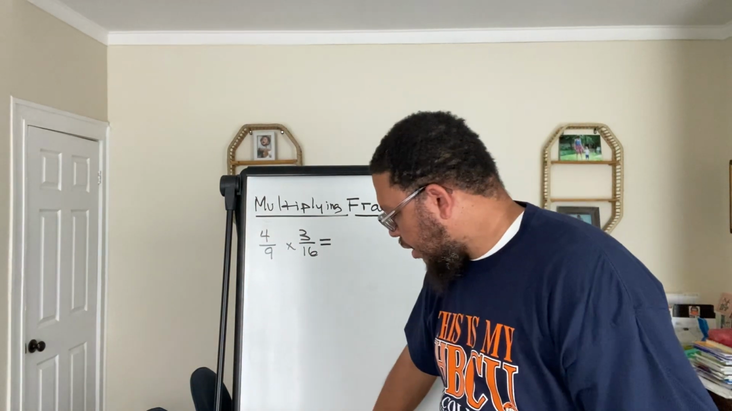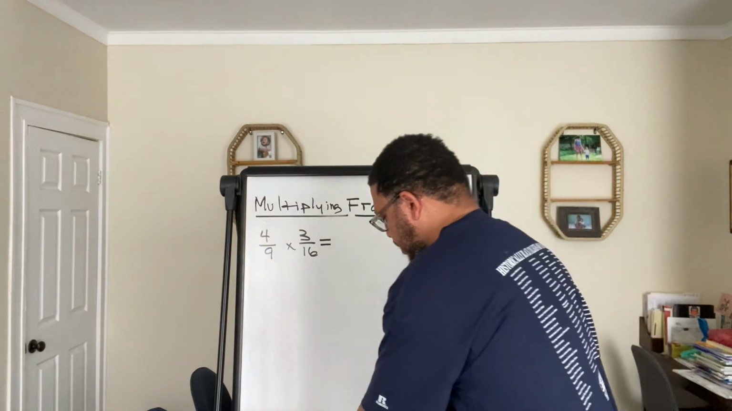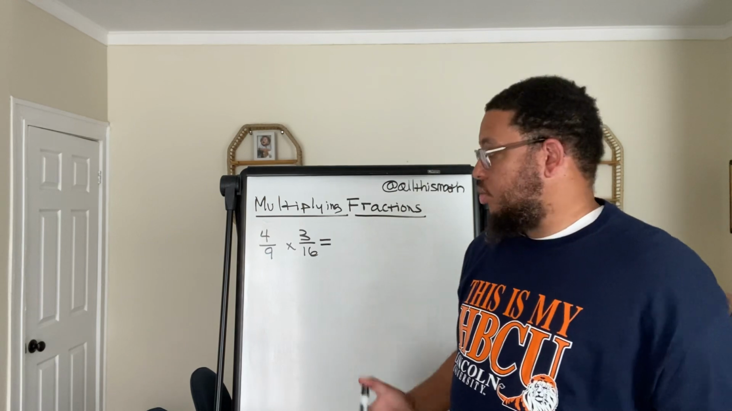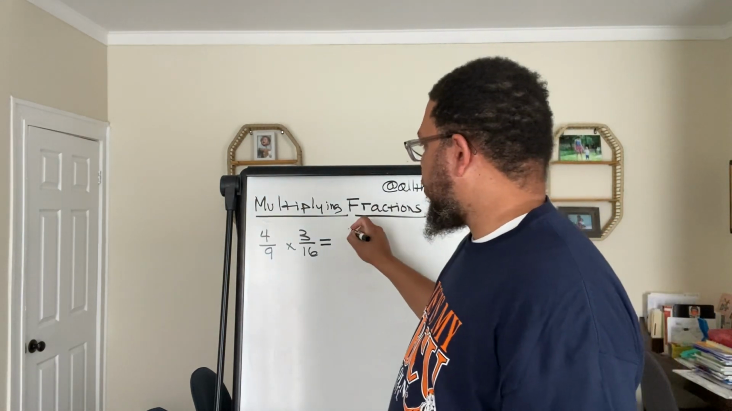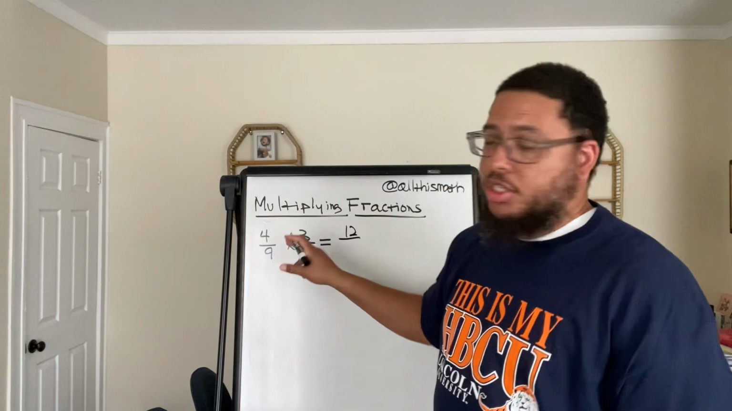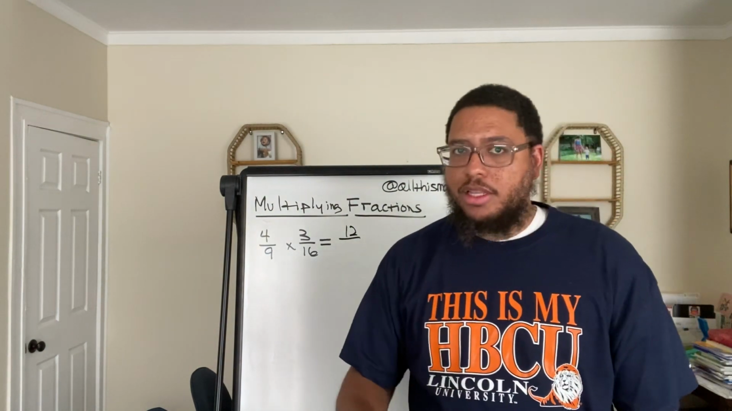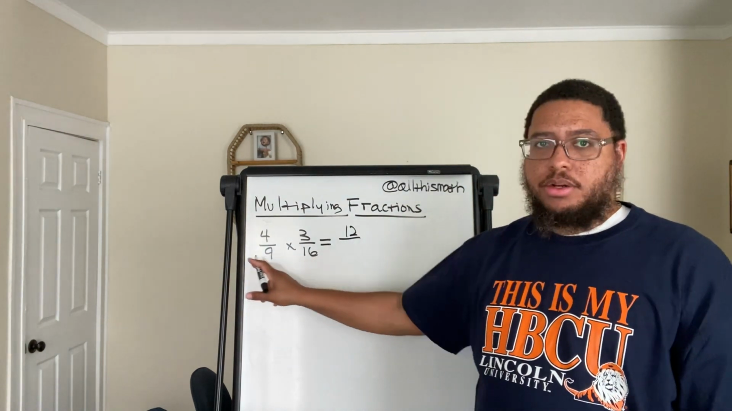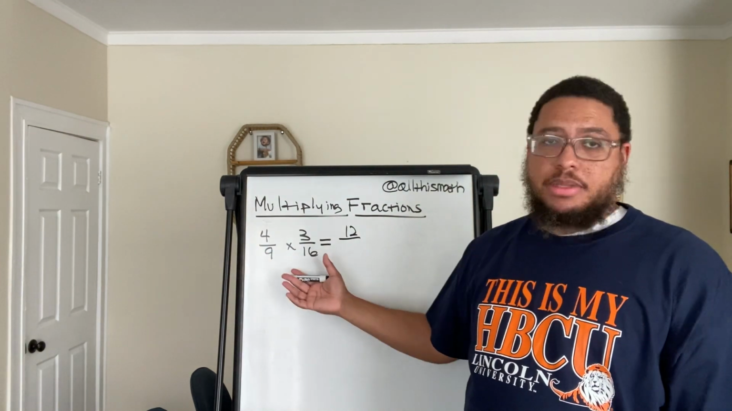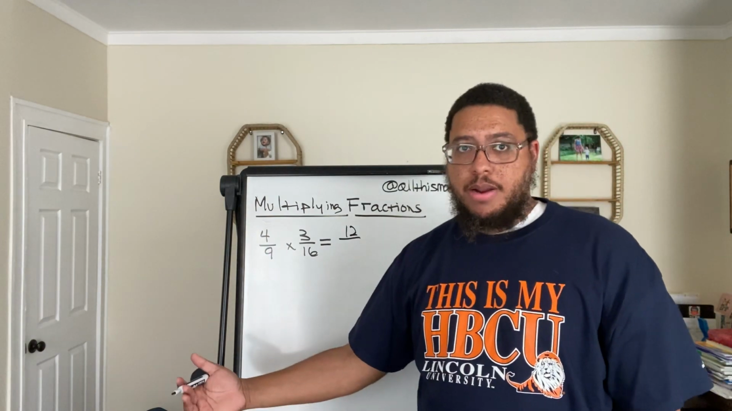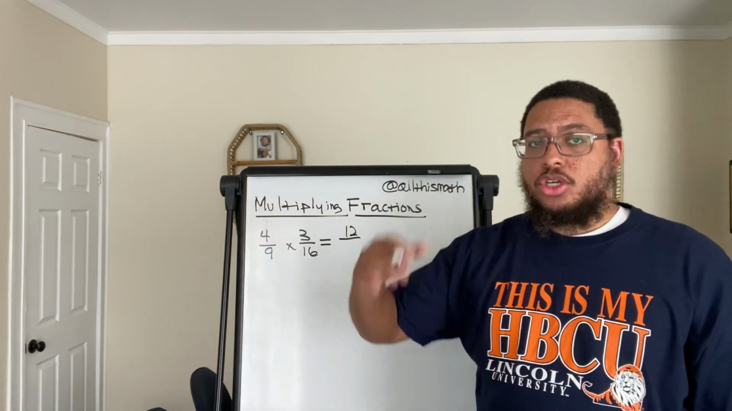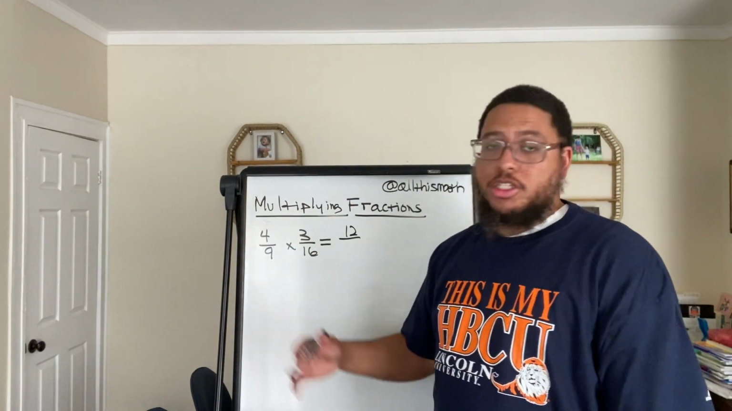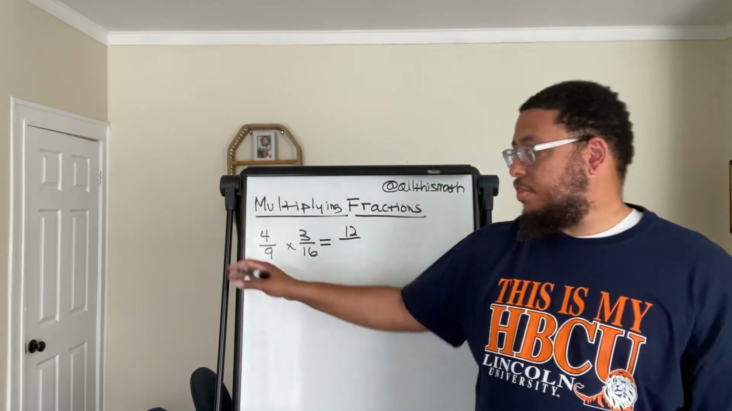Now, like I said, the first method is just multiplying straight across horizontal. So I got to know my multiplication facts in order to do this. So I know 4 times 3 is 12. Now, multiplying fractions is unlike adding and subtracting fractions, where you need to have a common denominator. You can have a common denominator here, but you don't necessarily need it. But in addition and subtraction of fractions, you must have it, or else you can't do it. With multiplication, we don't need a common denominator. We can just multiply straight across.